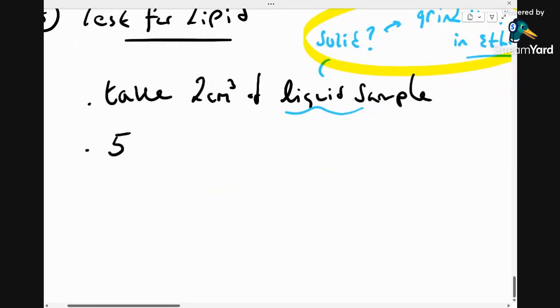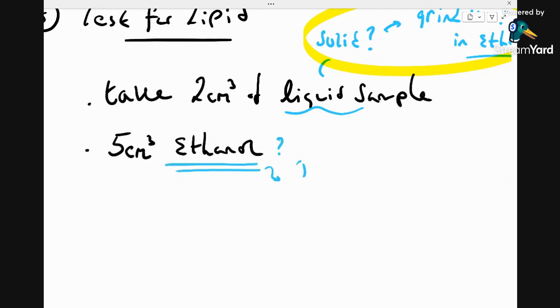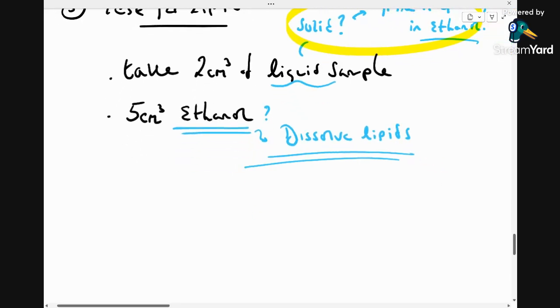We then need to add typically excess ethanol, however much that is, to the sample. And the reason we add ethanol, you may be wondering, is to dissolve the lipids. Lipids do not dissolve in water because they're hydrophobic, they're fats, but they can dissolve in polar solvents such as ethanol. So don't forget that. What we then do is we add an equal volume of water. So add maybe 5 centimeters cubed or so of water, distilled water.